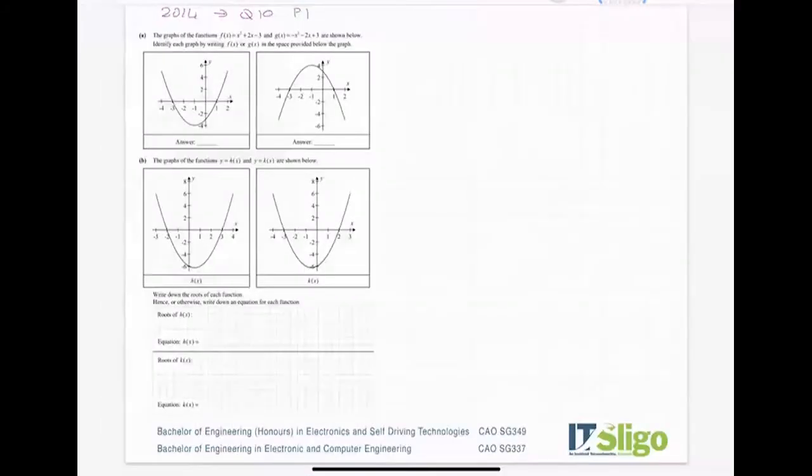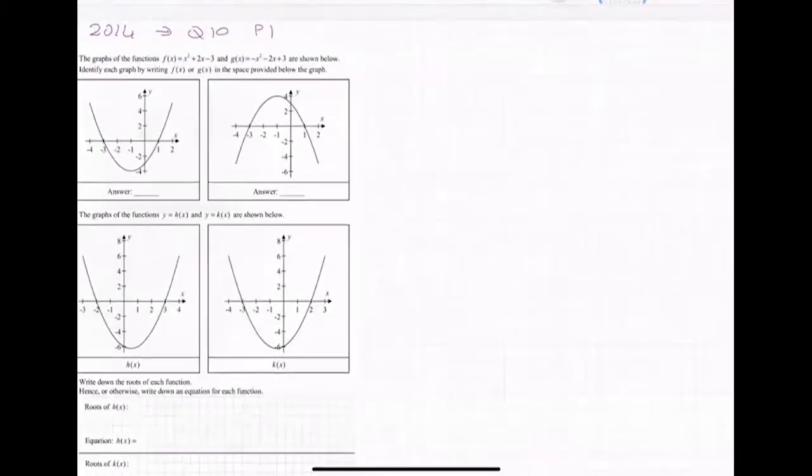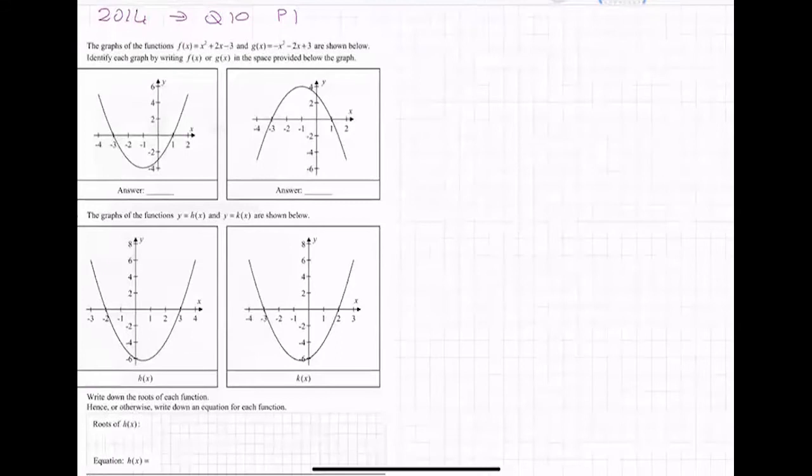So the 2014 question also merged algebra with functions, a bit like the 2013 question did. So let me zoom in. The graphs of the functions f of x equals x squared plus 2x minus 3 and g of x equals minus x squared minus 2x plus 3 are shown below. Identify each graph by writing f of x or g of x in the space provided.